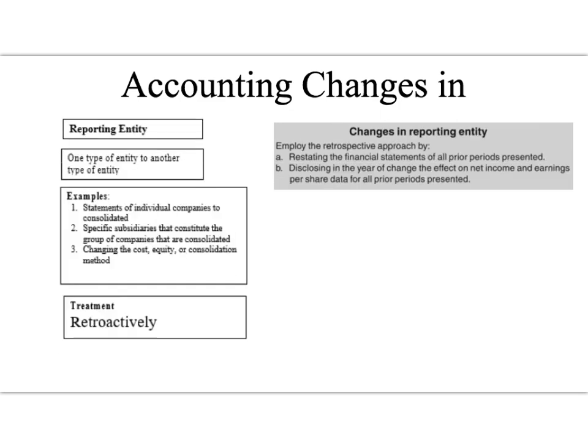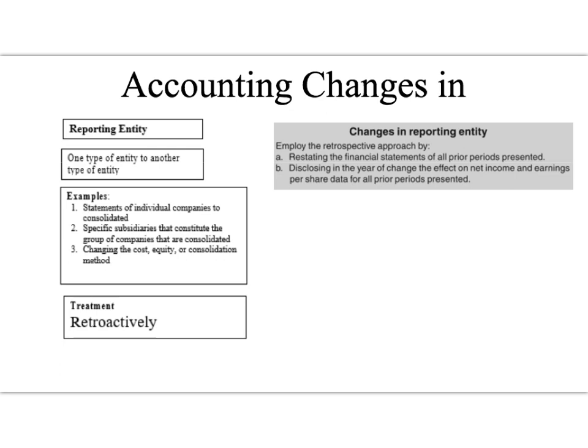How about next one? You don't see this one a whole lot in our books. Accounting change in the reporting entity. So we're going from one type of entity to another type of entity. Some of the examples will be if you have statements of individual companies and now you need to consolidate, or you have specific subsidiaries that constitute the group of companies that are consolidated, or maybe you change in the cost to equity or consolidation methods.